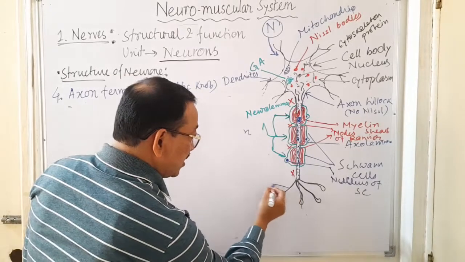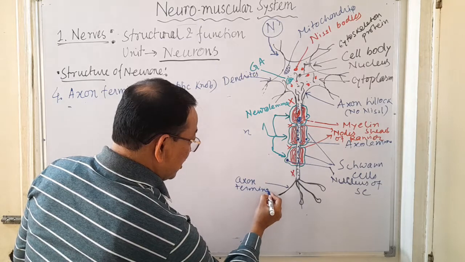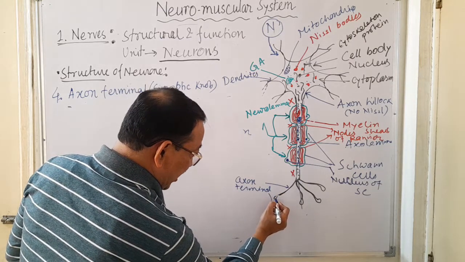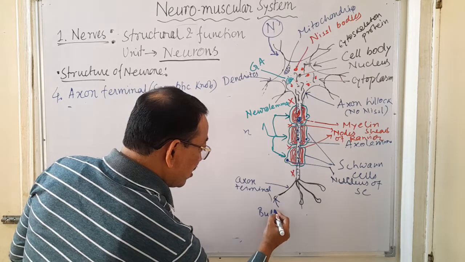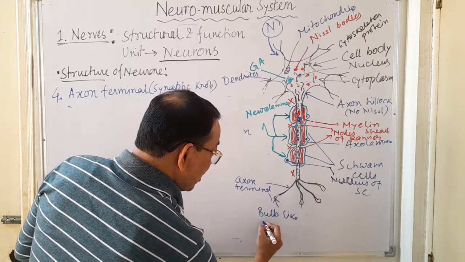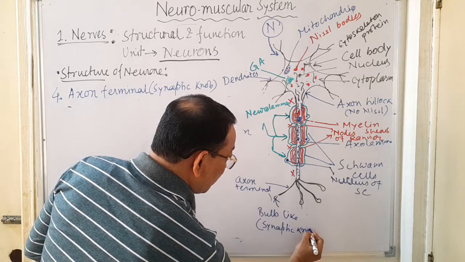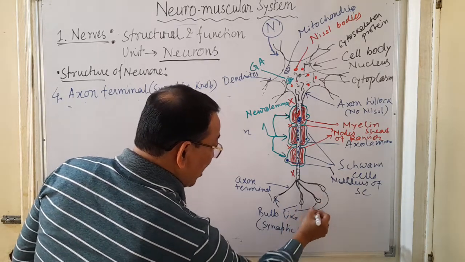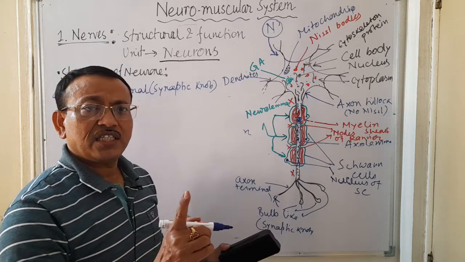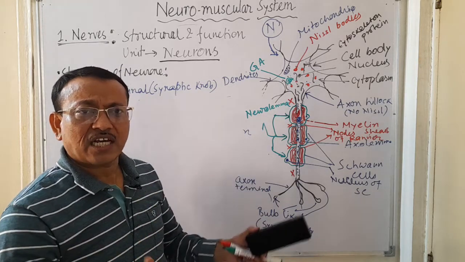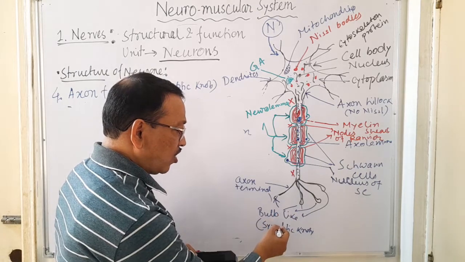So these are the axonal terminals, and each of the axon terminals is terminated at a button-like structure, and this bulb-like structure is known as the synaptic knob. So axon terminal gives branches, and each branch is terminated in a swollen, knob-like structure, which is known as the axon terminal or synaptic knob.